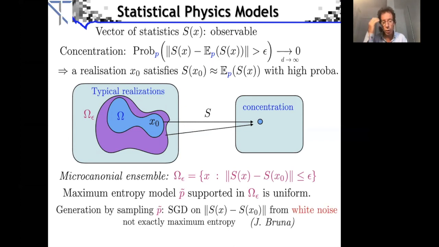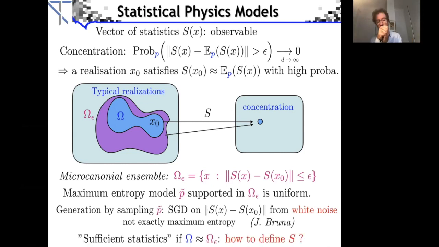You can sample this model. The simple computational way to do that is to begin from white noise and then do a stochastic gradient descent in order to recover the statistics of x0, which was studied in particular with Johann Brunner. It will not give an exactly maximum entropy process, but will be good enough for this talk. Okay, so the question we are facing here is how to build these statistics in order to have a good model. What is a good model? It means that your microcanonical ensemble should be close to the true typical realization.